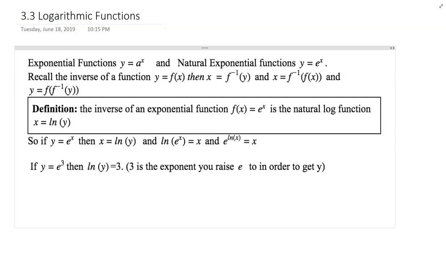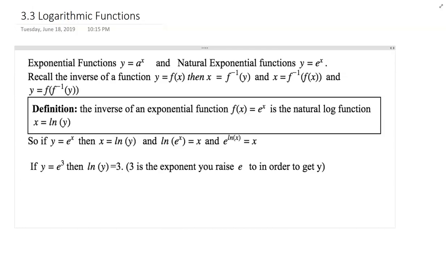Hello everyone. In this lesson we'll discuss logarithmic functions. Previously we talked about exponential functions, y equals a to the x, that was the general form, and natural exponential functions, y equals e to the x.